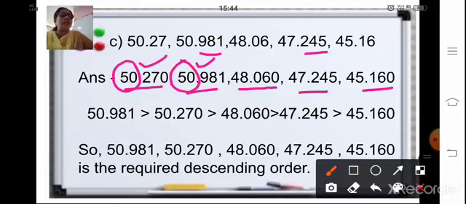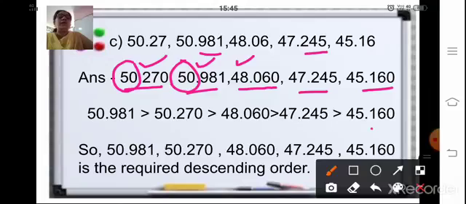Then out of the other three numbers, that is 48.060, 47.245 and 45.160, 48 is greater, so 48.060 is greater than 47.245 is greater than 45.160. So we'll remove the sign and then write the numbers. So 50.981, 50.270, 48.060, 47.245 and 45.160 is the required descending order. So we have written the numbers from bigger decimal number to smaller decimal number.